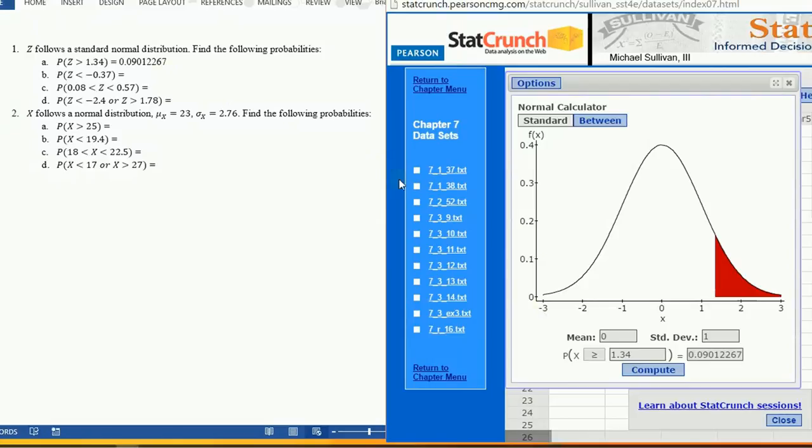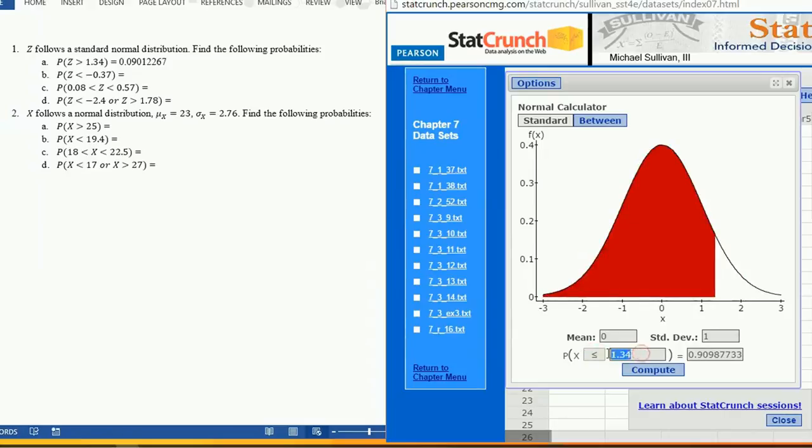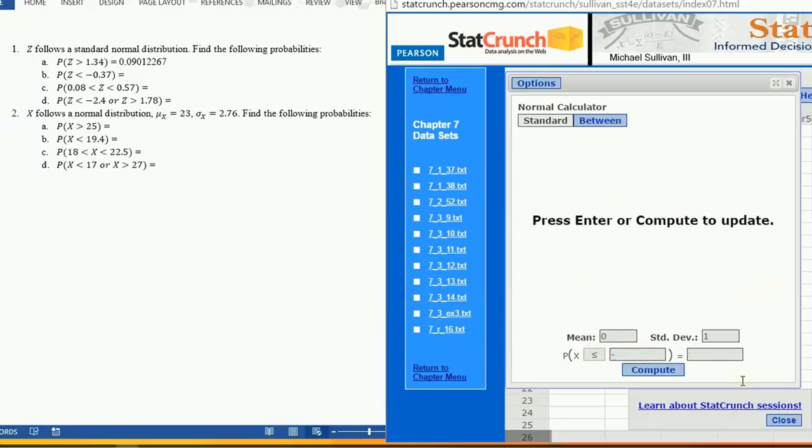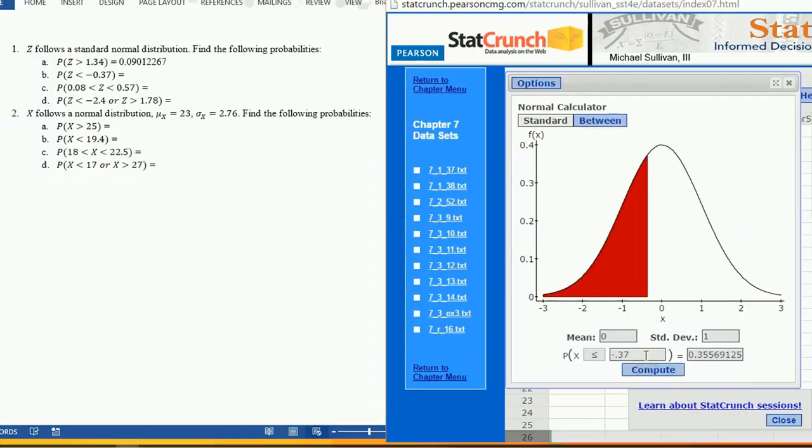The probability that Z is less than: to choose less than, change the sign from greater than to less than, type in negative 0.37, click compute, and we're in business again. We can copy that probability.